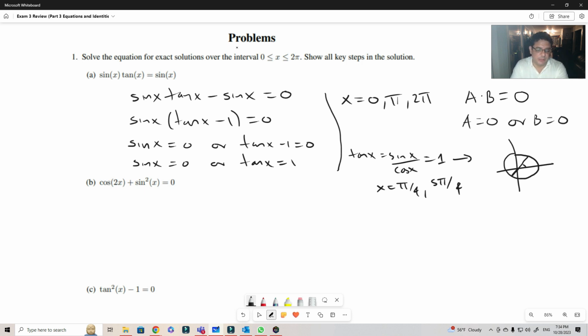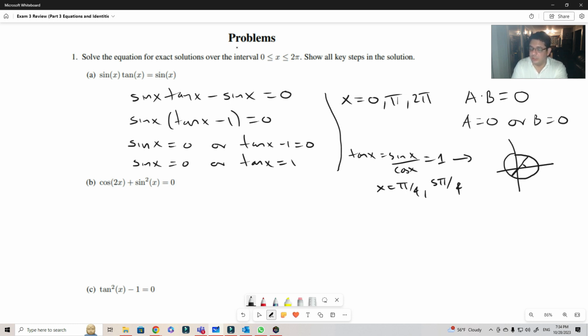Now, equation B has cosine of 2x plus sine squared of x. The key takeaway from this is that we want to reach a single expression with no sums, equal to a number on the other side. So we will use any identity that is useful. And remember, we have a formula sheet for a lot of these identities.